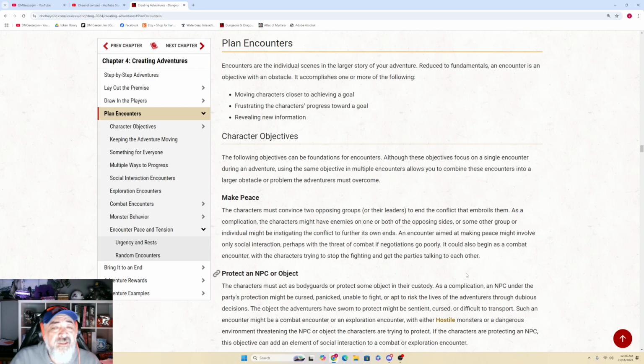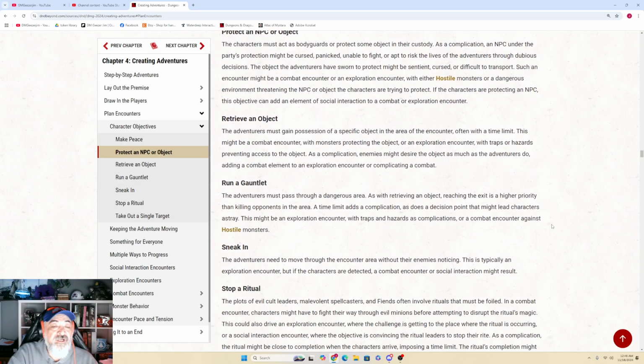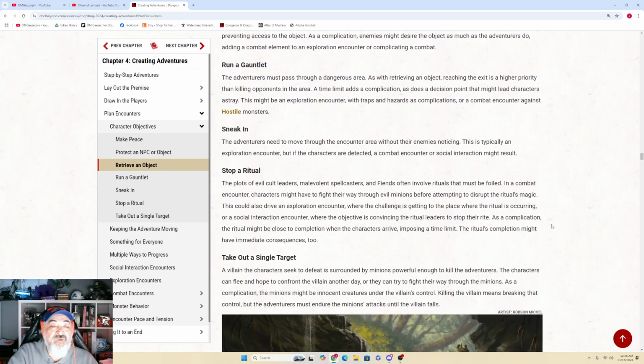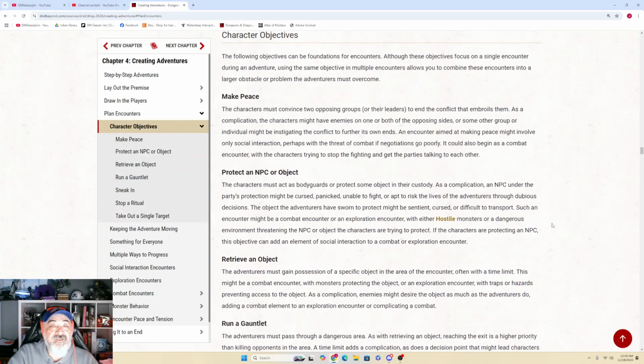So, the character objectives. Let's just talk about what's here. We'll focus there. Making peace, protecting an object or NPC, retrieving an object, running a gauntlet, sneaking in, stopping a ritual, taking out a single target. These are all good ideas for objectives for our encounters.